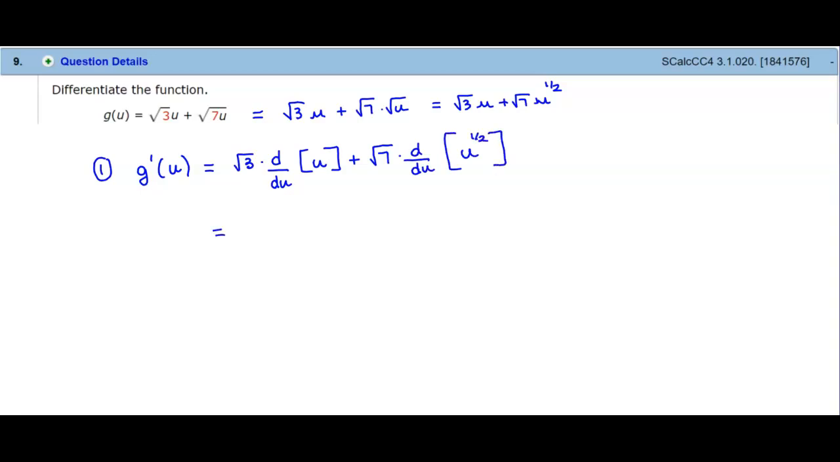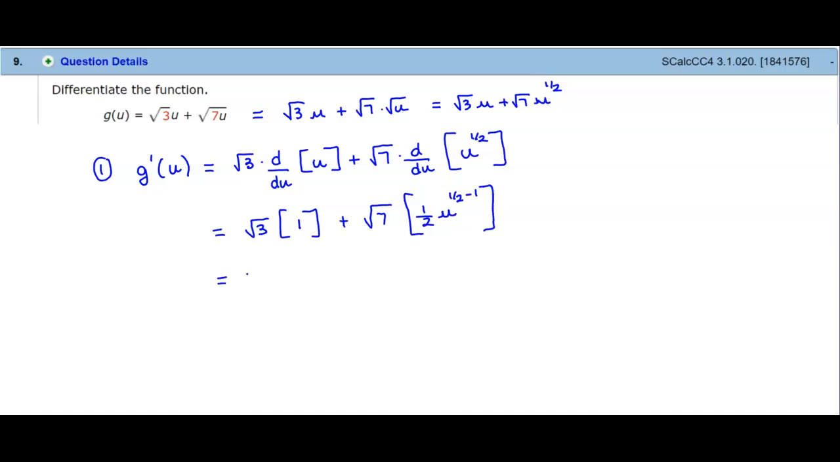Okay, so now we're going to get the square root of 3. Now, when we take the derivative with respect to u of u, which is the variable, that's going to give us the value of 1. Plus, we have the square root of 7. Okay, and we want to find the derivative with respect to u of u to the 1/2. So we have 1/2 times u to the 1/2 minus 1.